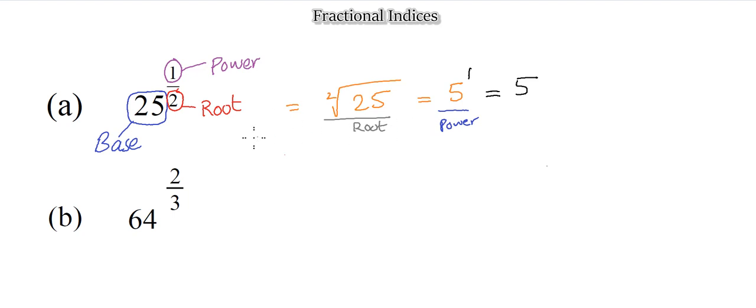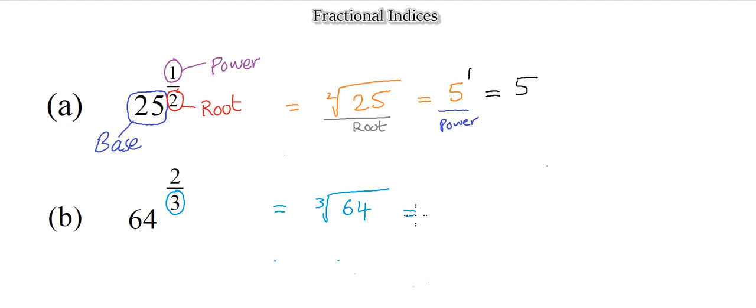If you think you have understood it, go ahead, pause the video and try to do question number B for yourself. Now, okay, so looking at B, our base is 64. And we are cube rooting it. That's the root. We are cube rooting our base number, which is 64.